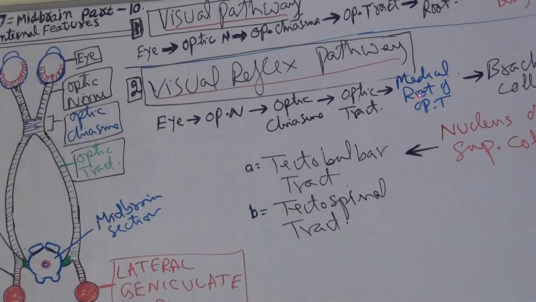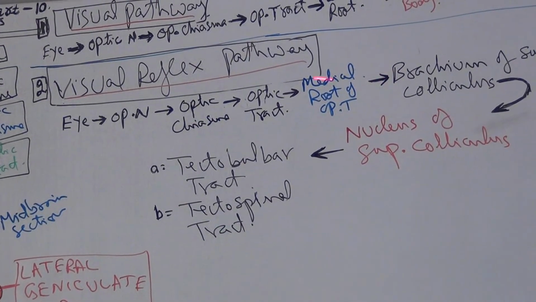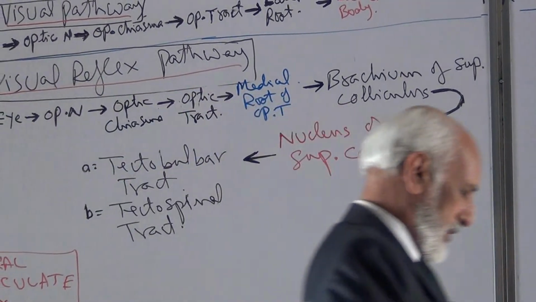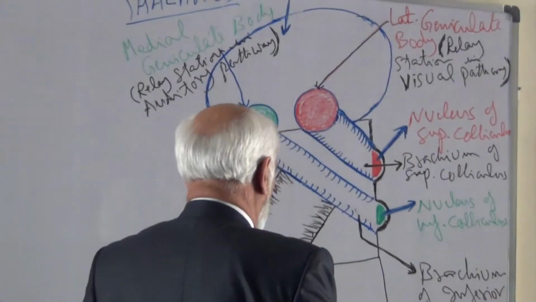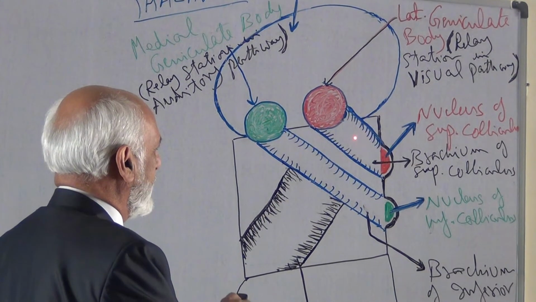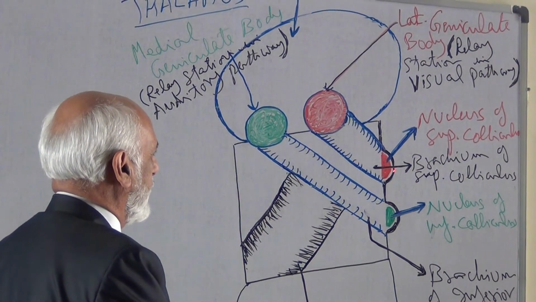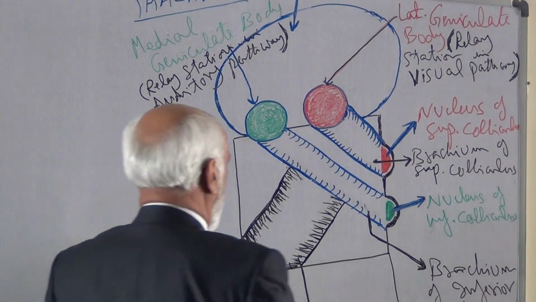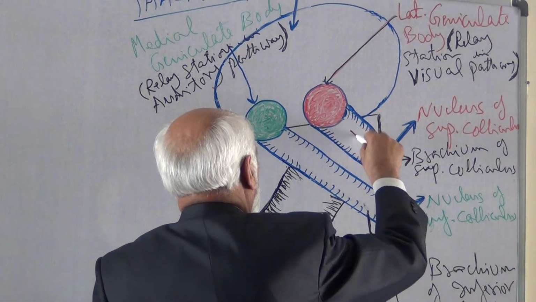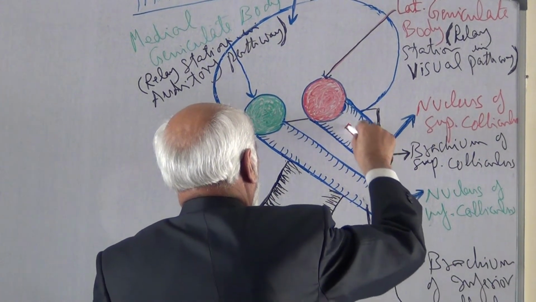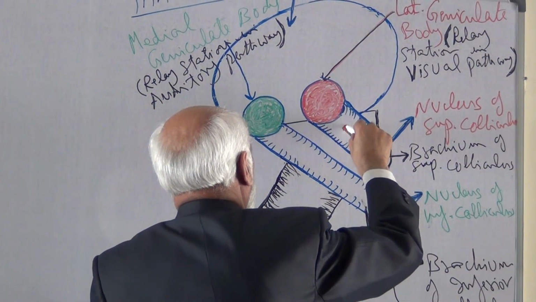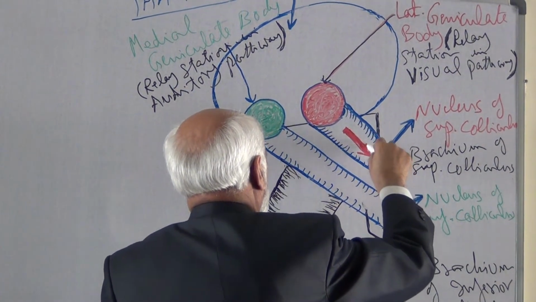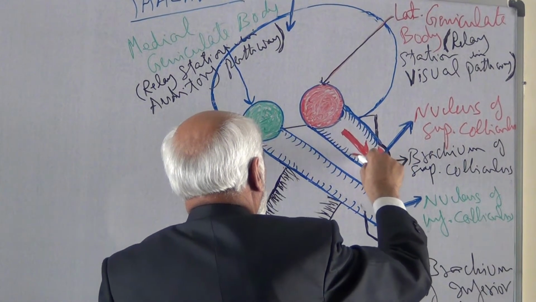Now from the medial root of the optic tract, the fibers for the visual reflex pathway pass to the brachium of superior colliculus. Now here in this diagram you can see this is brachium of the superior colliculus and this is nucleus of the superior colliculus. So fibers of the visual pathway enter the brachium of superior colliculus and relay in the nucleus of superior colliculus.